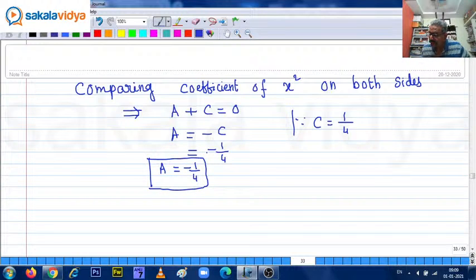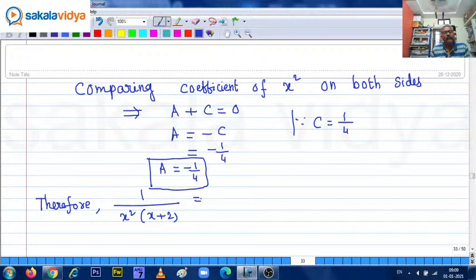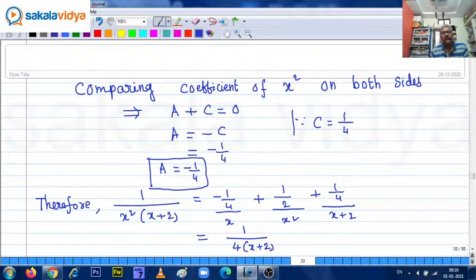Now we can write the partial fractions. Therefore, 1 upon x square times x plus 2 equals a upon x, so minus 1 upon 4 times x, plus b, which is 1 upon 2, upon x square, plus c, which is 1 upon 4, upon the non-repeating linear factor x plus 2. So it can be simplified: this is 1 upon 4 times x plus 2, plus 1 upon 2x square, and minus 1 upon 4x. So these are the partial fractions.